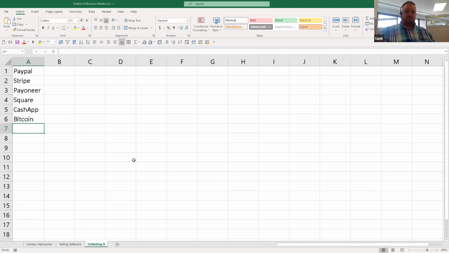Well, Cash App does Bitcoin natively. Oh, okay. That is interesting. I didn't know that one. I think, I mean, obviously there's lots of payment gateways.